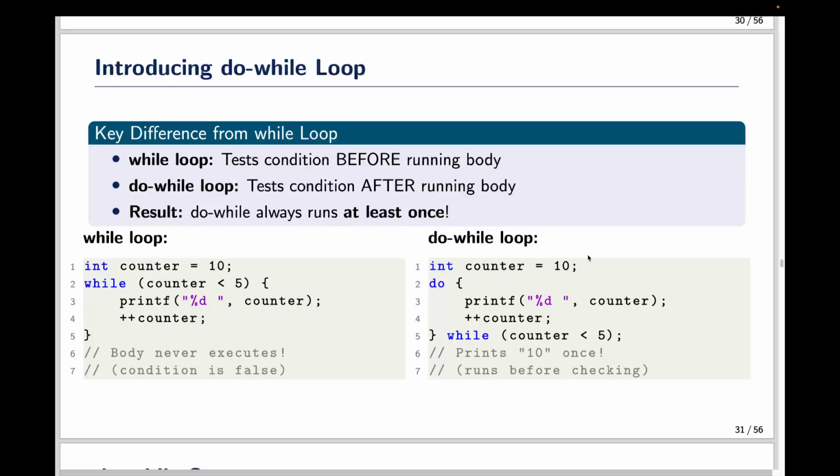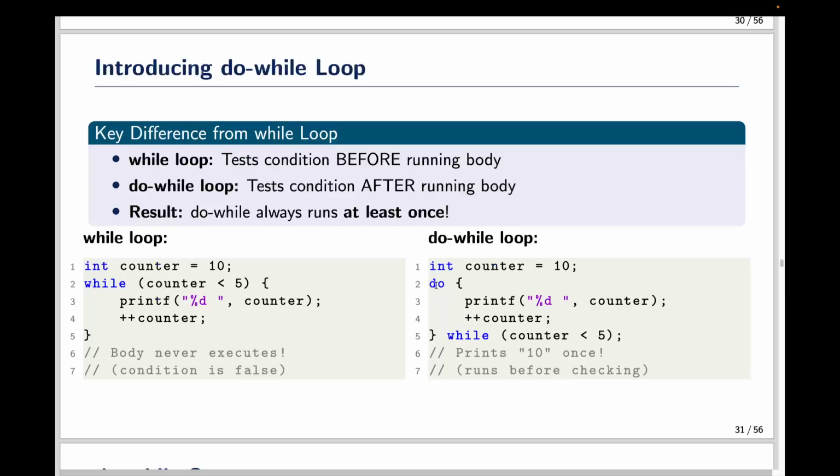But in a do while loop, what happens? A little change in the syntax. You start with the word do, again braces for all the commands inside it, lines 3 and 4. So what will happen? This will run lines 3 and 4 first, and at line number 5, it will now evaluate whether counter is less than 5. If not, then it will go on further. If counter is less than 5, then it will go back to 2, do 3 and 4, and continue. So what is the difference?